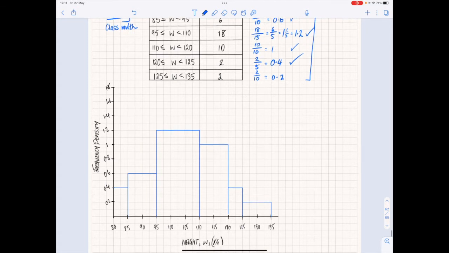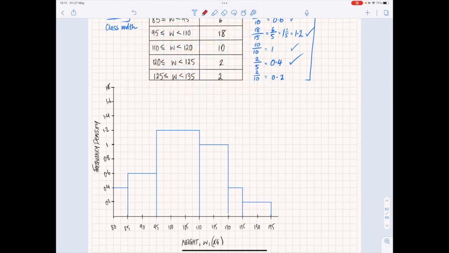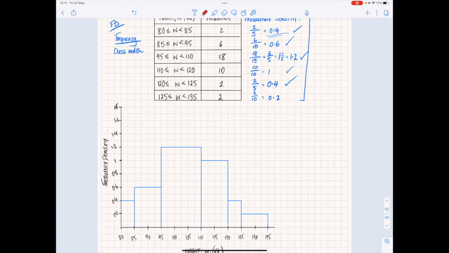Okay, I've got my axes labelled, frequency density, and weight in kilograms. Now, a side note here that what we can look at is if I want to work out how many people are in each bar, I can actually find the frequency from the graph. So a key thing to remember here is if you find the area, so the area of each bar gives you the frequency. Okay, and I'll show you what I mean by that.